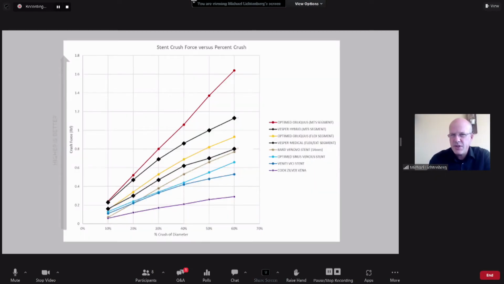And here you see the difference in terms of crush resistance for a stent. There's a significant difference between, for example, the Optimate stent and the Cook Zilver venous stent in terms of crush resistance. If you use a weak stent in May-Thurner syndrome, this stent will be crushed and restenosed or retrombosed, and the patient will come back very soon with a rethrombosis and symptoms. So choose the correct stent with the correct crush resistance for each indication.